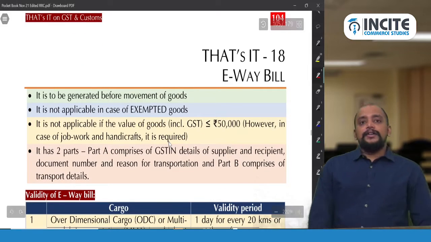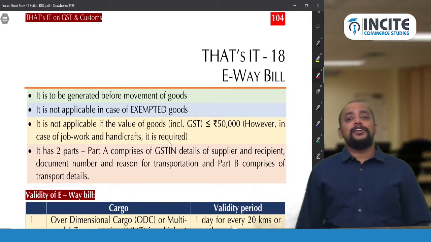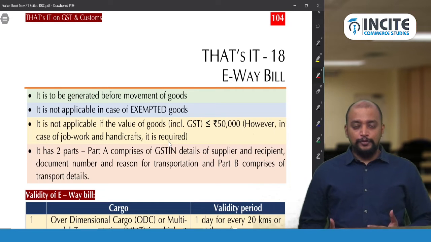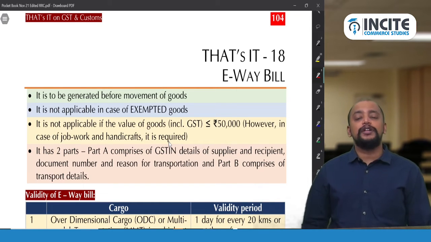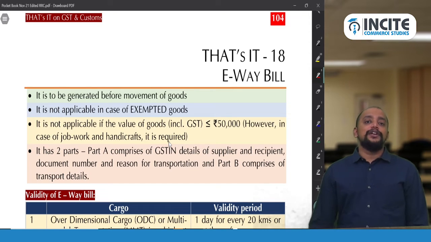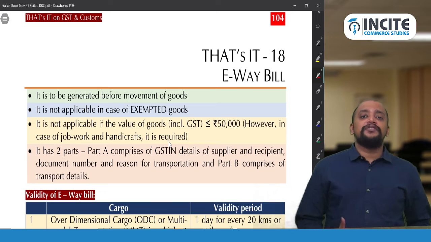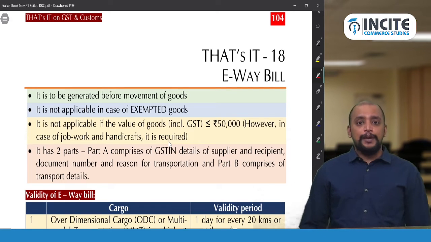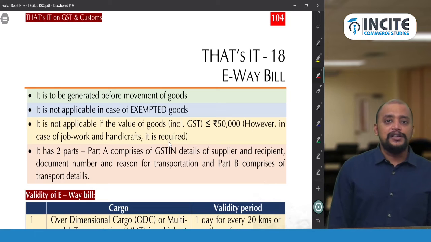See, first of all, an EWay bill is required in case of movement of goods. Before any movement of goods, we need to generate an EWay bill and inform the department that the goods are being transported from one place to another, what the type of goods are, who the consignor and consignee are, and the vehicle number. All details need to be reported.